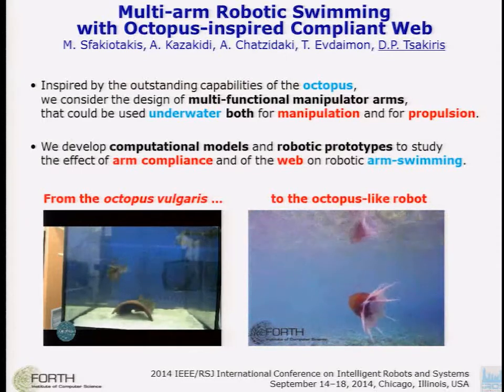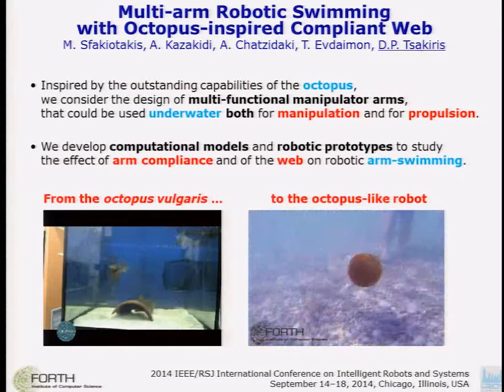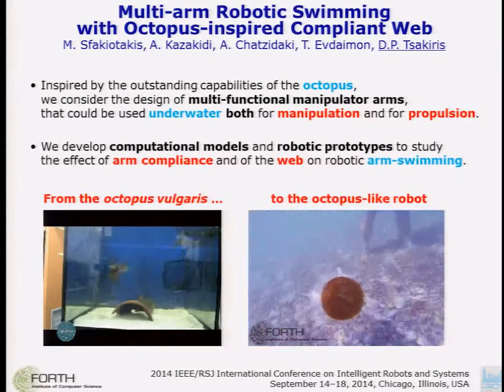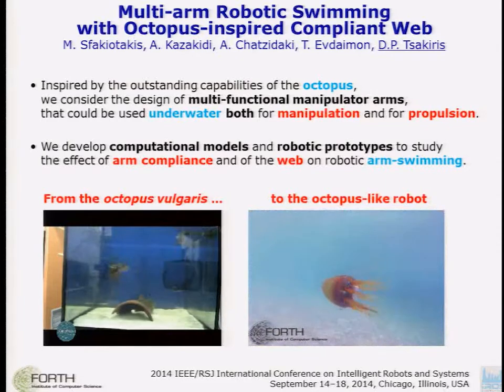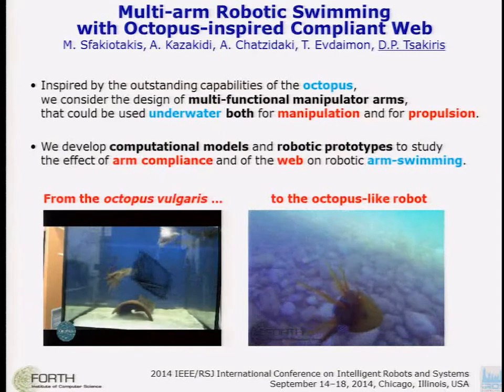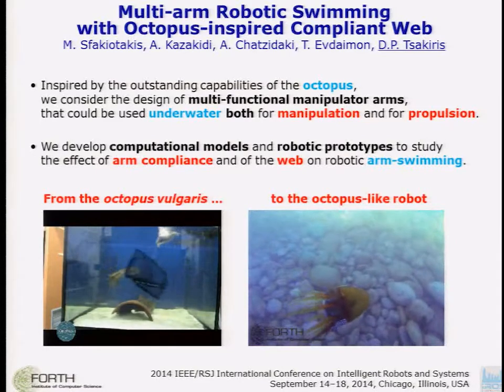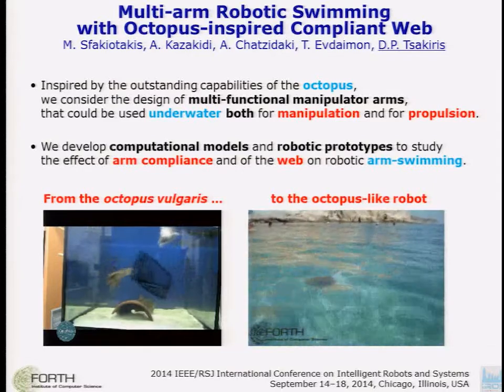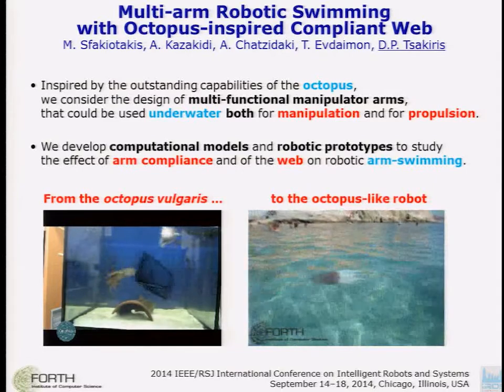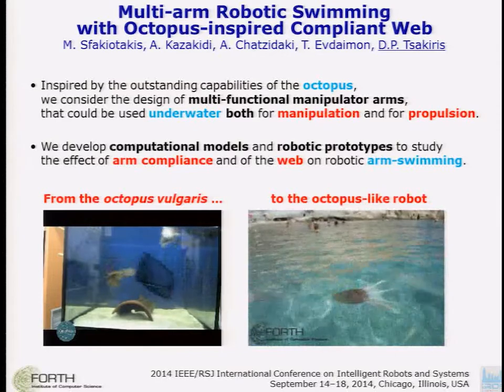In our work, we try to replicate a different swimming behavior, which is called arm swimming, where the arms are used for locomotion, as we see in the video on the left. Arm swimming is composed of a slow opening of the arms, followed by a rapid closing inwards, and this creates a burst of forward thrust, which the octopus exploits for hunting or escape.